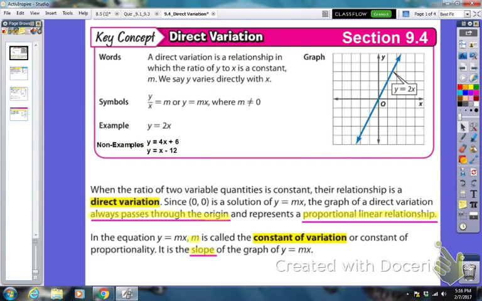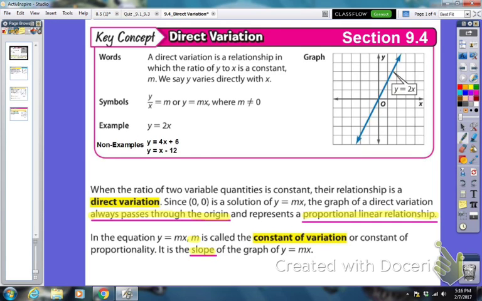This is lesson 9.4 on direct variation. So in words, this key concept is a direct variation is a relationship in which the ratio of y to x is a constant m. We say y varies directly with x. So to find the m, or the slope, or the constant of variation, you take y divided by x.